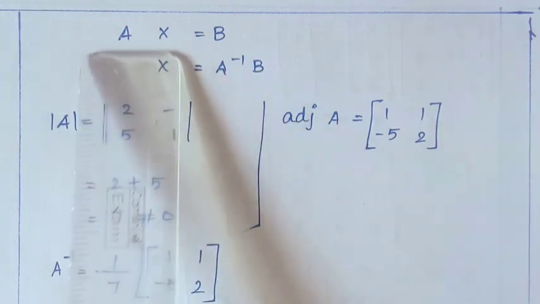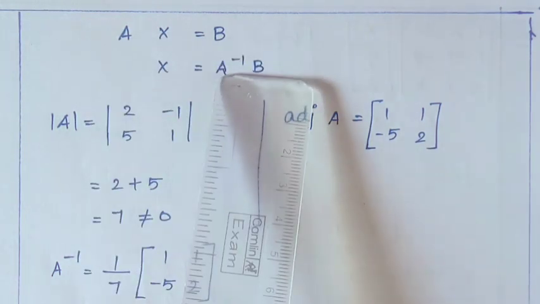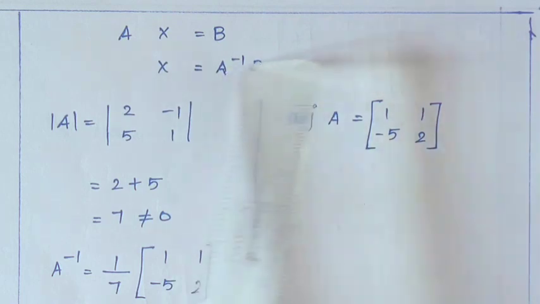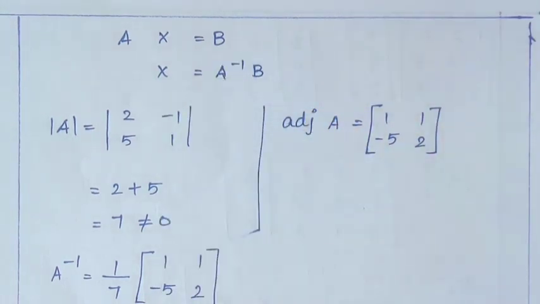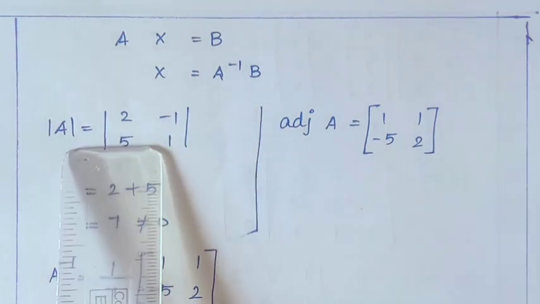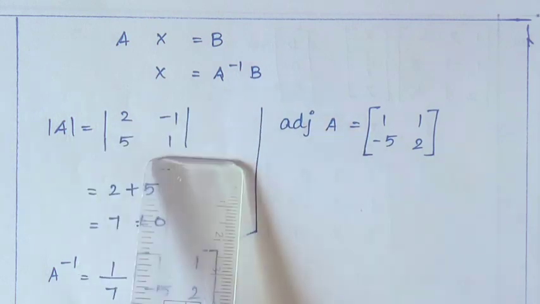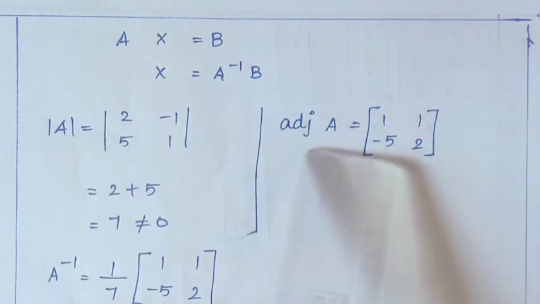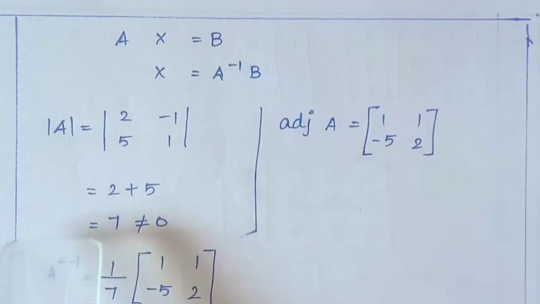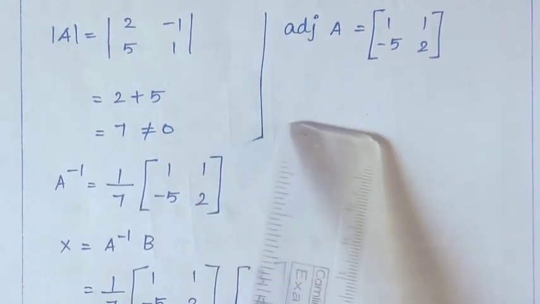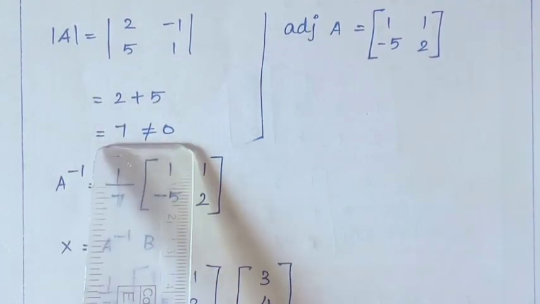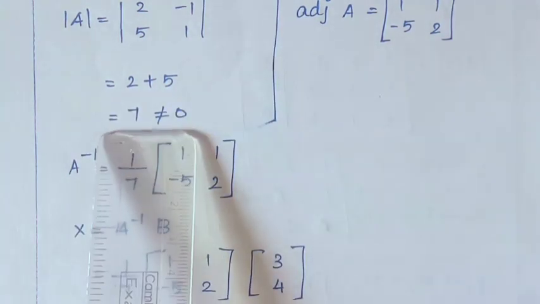Next, according to the formula AX is equal to B, A comes here, so it becomes A inverse, X is equal to A inverse B. So for A inverse, the formula is 1 by modulus A into adjoint A. So modulus A is 2, minus 1, 5, 1, and then for adjoint A, 1, 1, minus 5, 2. Then 2 plus 5 is equal to 7, which is not equal to 0, so A inverse exists. So we got 7 here.